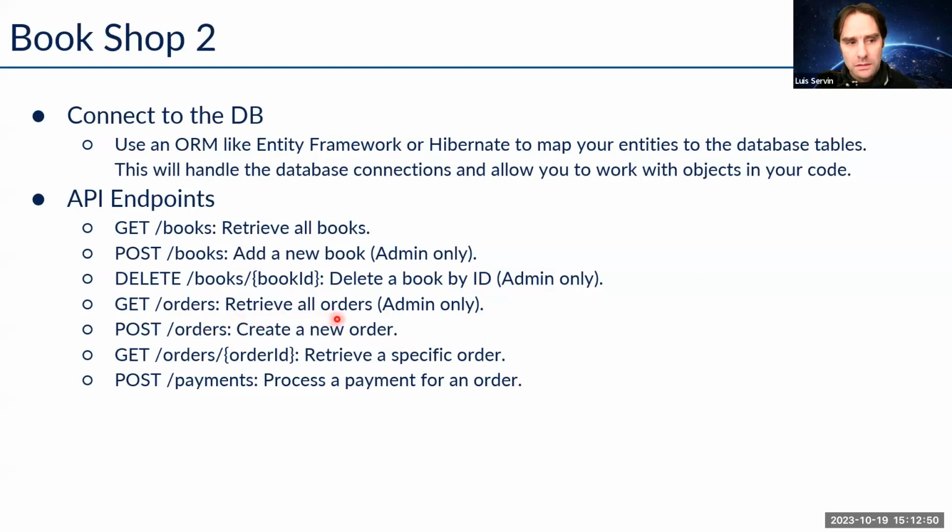Get orders, get all orders. It's something only the admin can do. Post orders is create a new order. Get orders with an order ID is to retrieve a specific order. So as a customer, I can look at my order and see which books were included in the order, and I can post a payment, process a payment for an order. So that's what we've got.